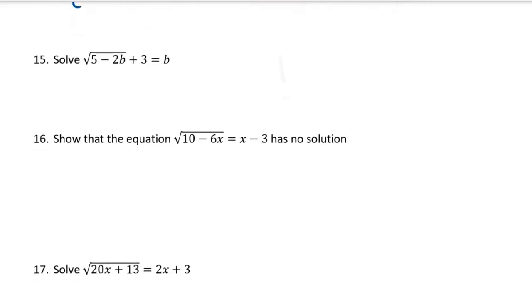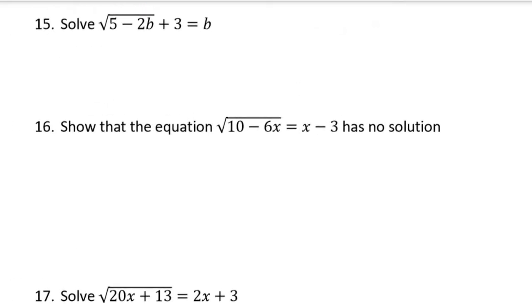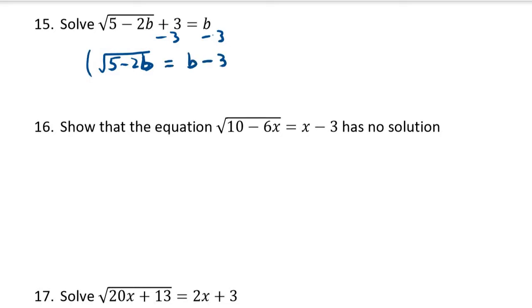Yeah, I'll do number 15 for you, just in case you want to have more examples. All right, subtract 3 from both sides. So that will be square root of 5 minus 2b equals b minus 3. And then I square both sides. 5 minus 2b equals b squared minus 6b plus 9.